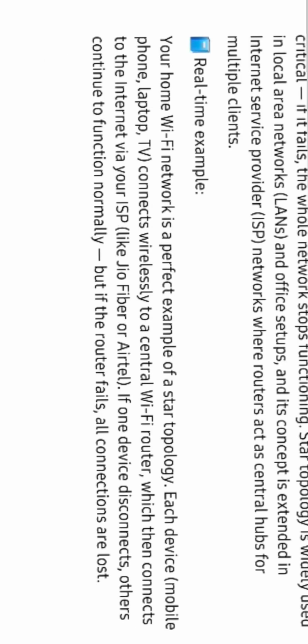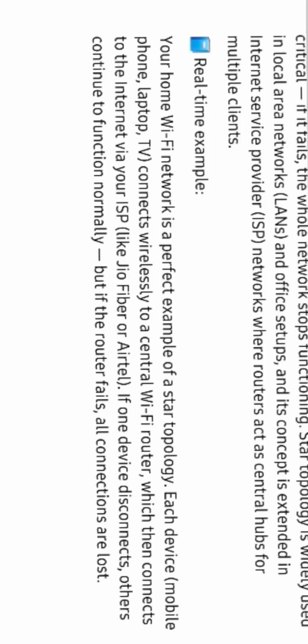Now let us see a real-time example for star topology. Our everyday home Wi-Fi setup is a perfect example of star topology. All your devices, your phone, laptop and smart TV connect to your Wi-Fi router, which acts as the central hub. If one device disconnects, the others still work fine.